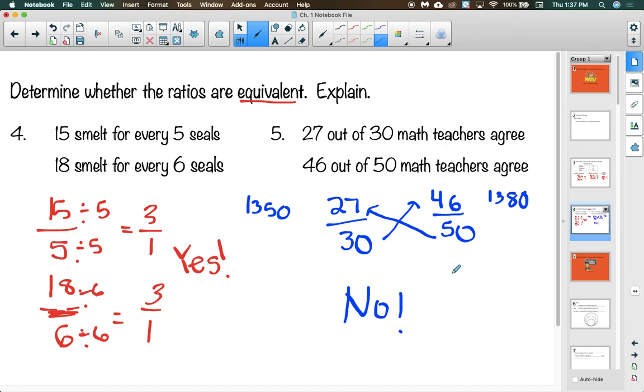If you want a little extra practice, try solving number 4 by using cross products. See if you get the same answer. Try solving number 5 using the simplify method. See if you get the same answer. I'll give you a hint. You should get yes no matter which method you use for number 4. You should get no no matter which method you use for number 5. Okay, there's our baseline for ratios. Let's get started on chapter 1.